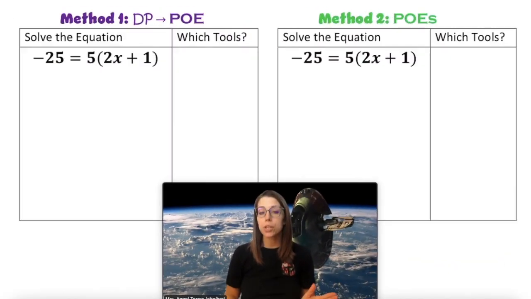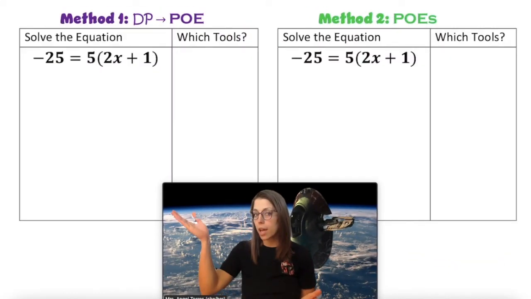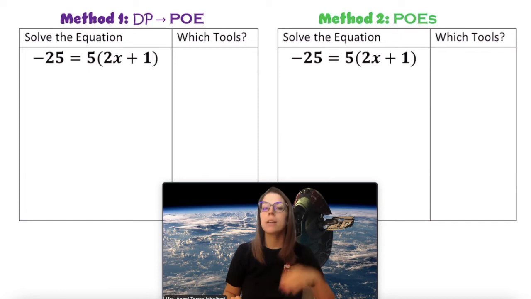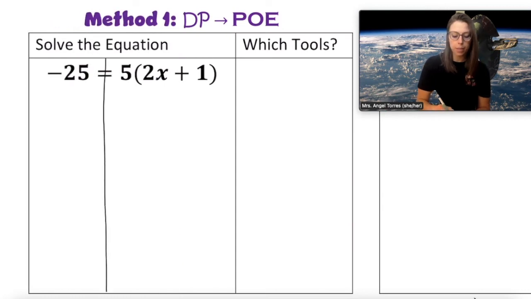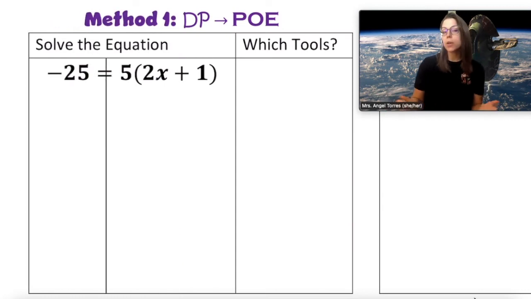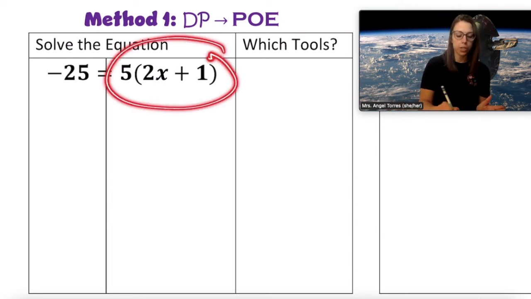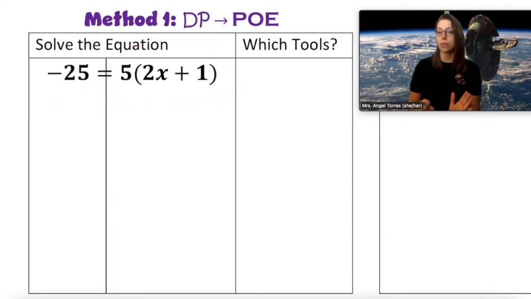In equation 2, we're going to do the same thing. Method 1, distributive property first. Method 2, only properties of equality. Let's look at method 1. As always, I start by putting a line down the middle of my equal sign. And in this equation, I notice that the variable is on the right side of the equation, so I am not concerned with the other side.